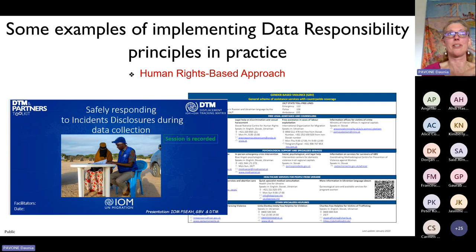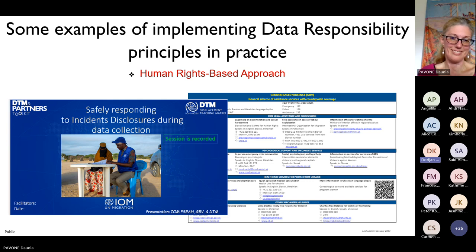Mostly it handles what we call signposting. People might call it referrals, but what we try to do is to inform people about the available services and help them get in touch with them if needed. But I'd like to hear if anybody else has a different way they interpret and implement a human rights-based approach in practice.